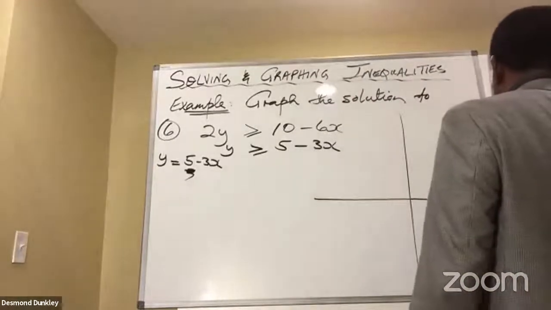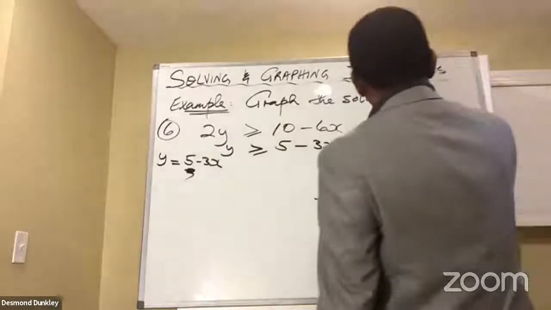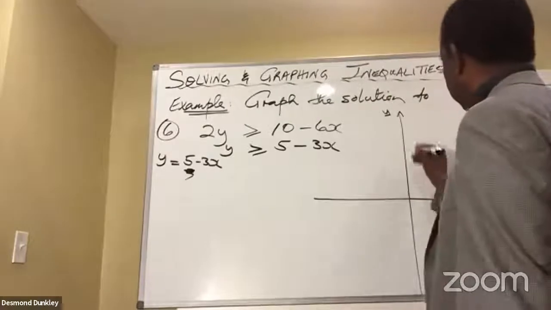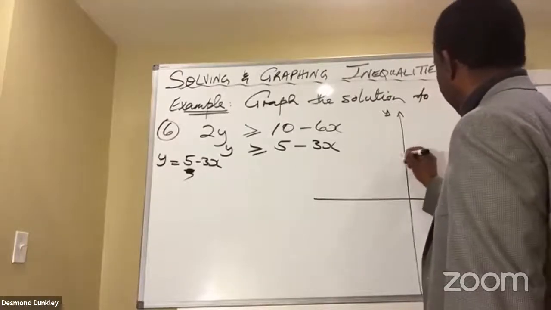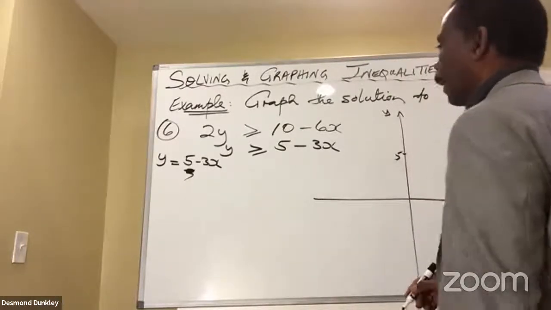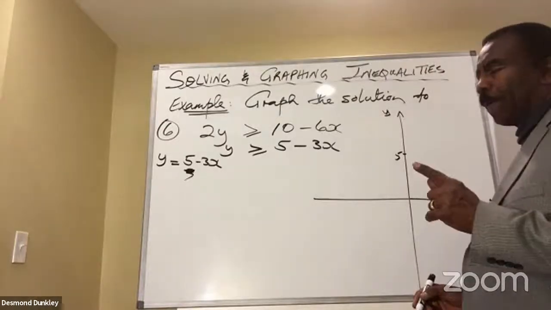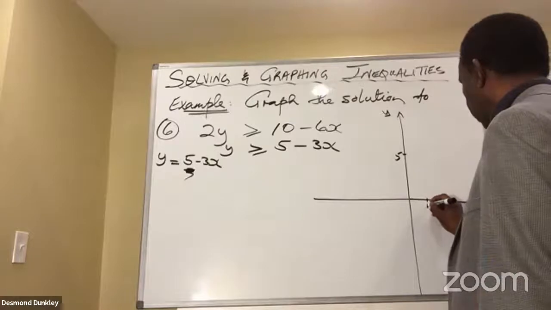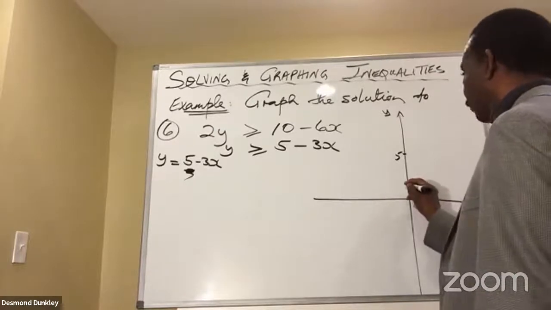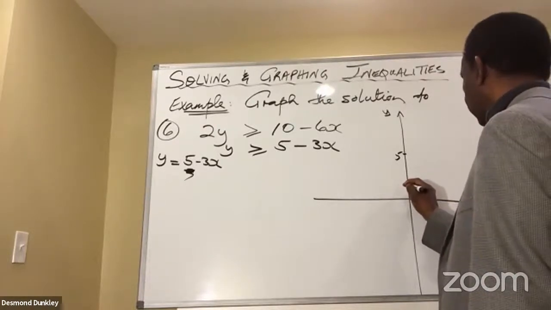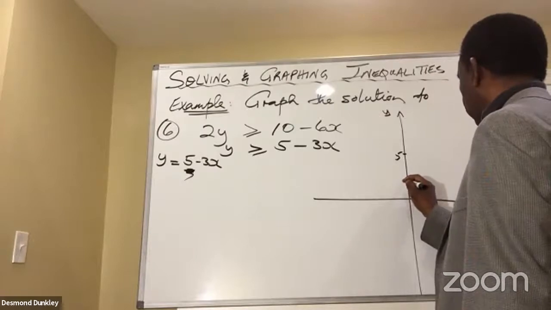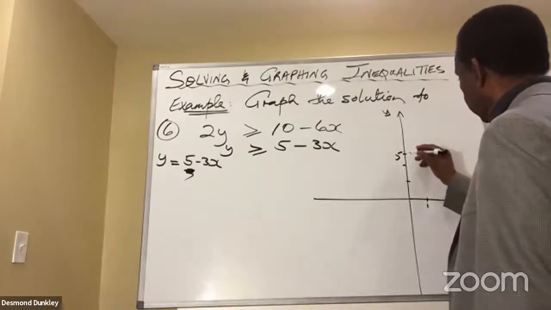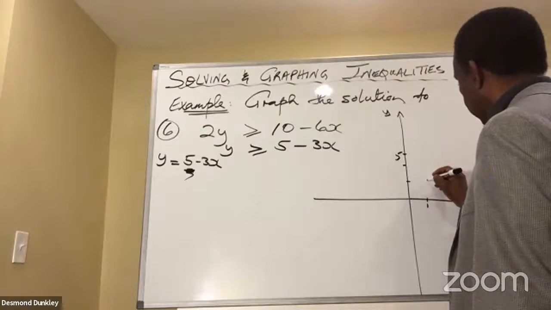This is your x-axis. This is your y-axis. So our slope is -3, and our y-intercept is 5. A slope of -3 means that I go across 1 and it comes down 3. So this is 2. Okay, so this comes down to here.